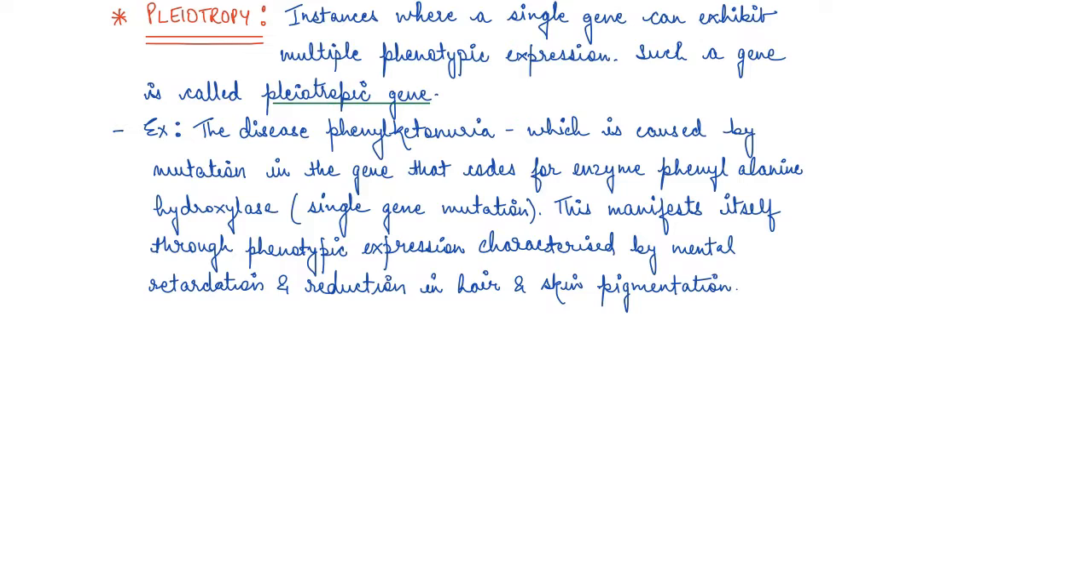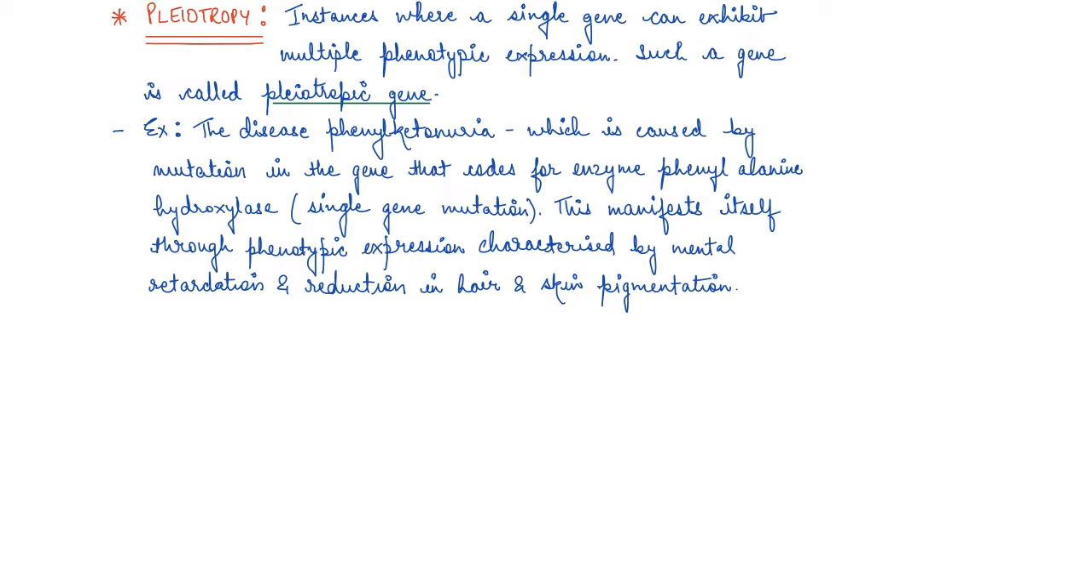One example of such a gene is the one involved in the disease phenylketonuria, right? The mechanism of pleiotropy in most cases is the effect of a gene on a metabolic pathway, which contributes towards different phenotypes, right? Phenylketonuria is caused by mutation in the gene that codes for the enzyme phenylalanine hydroxylase.